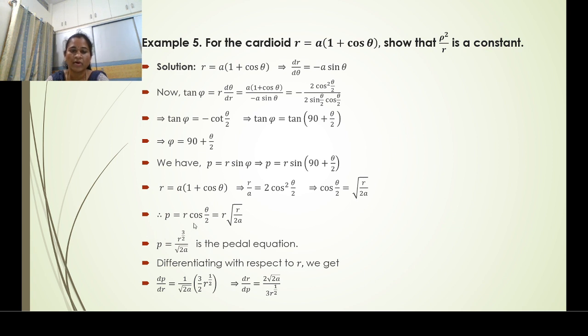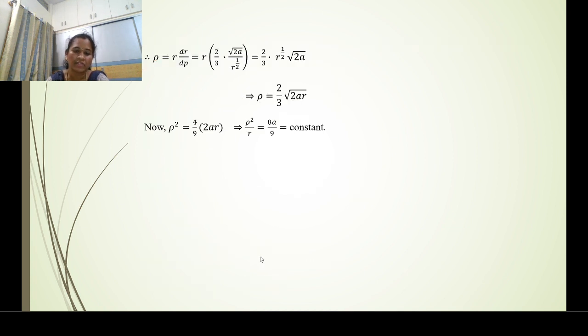Then rho is equal to r cos theta by 2. What is cos theta by 2? It can be represented as root of r by 2a. Then rho is equal to r to the power of 1 times r, and the square root gives 1 by 2. 1 plus 1 by 2 becomes 3 by 2. In the denominator we get root 2a. This is the pedal equation. So we get the pedal equation.